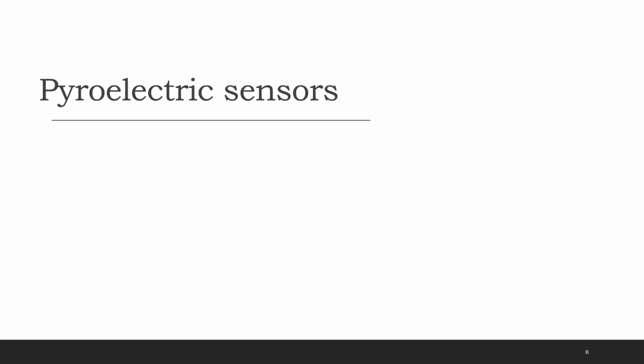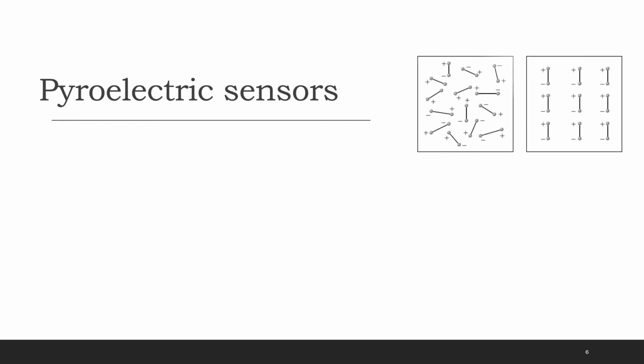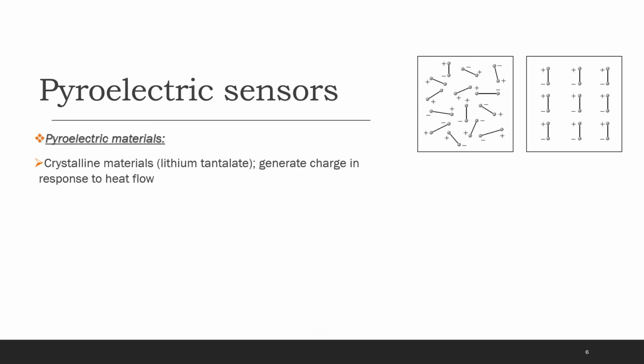Pyroelectric sensors are used to find the presence of infrared radiations as well as to find a temperature change in their surroundings. These are made up of pyroelectric materials. So pyroelectric materials are crystalline materials, for example lithium tantalate. Now they can generate a charge in response to a heat flow in their surroundings.